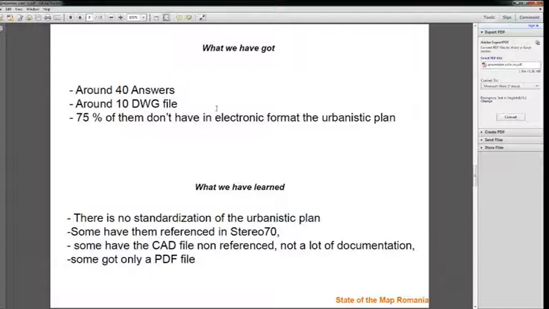In Romania, at least, I don't know in other countries, there is no standardization. Each mayor has their own format. Some of them are georeferenced, some of them are not, some of them receive only PDF, and a lot of them don't even have an electronic form.